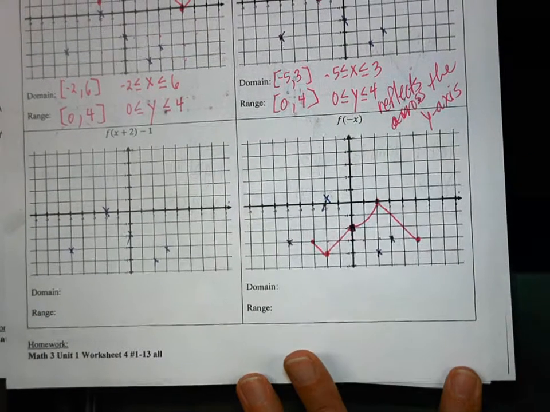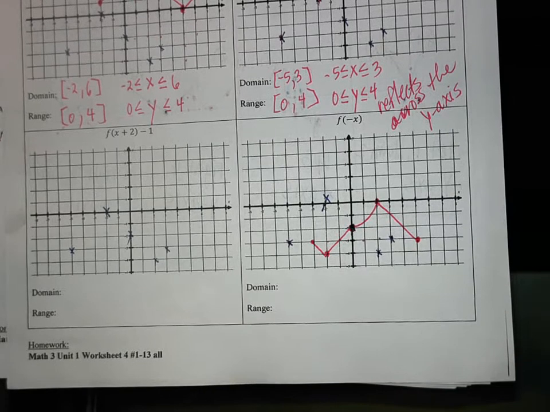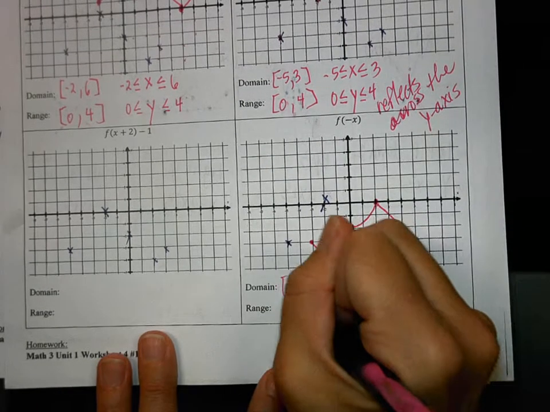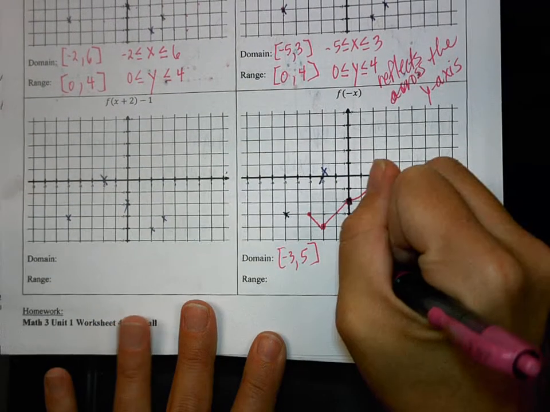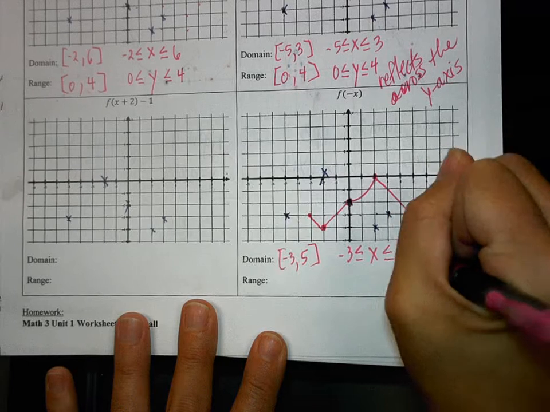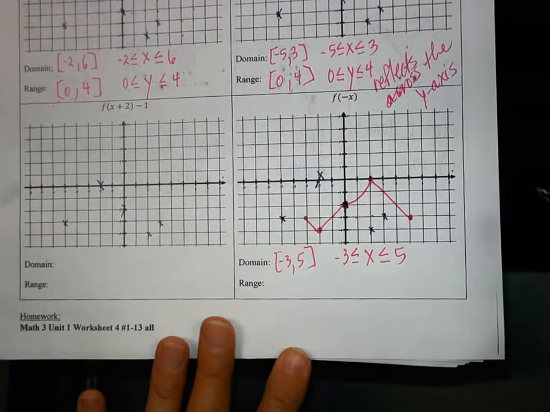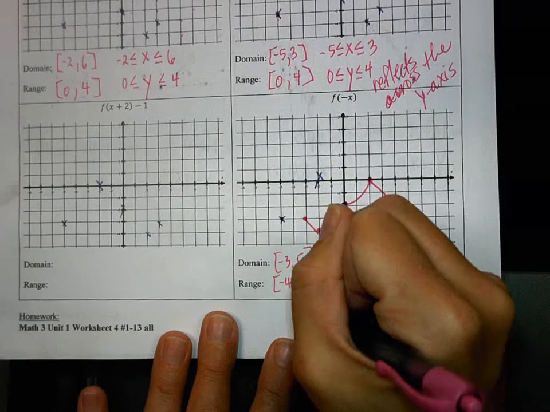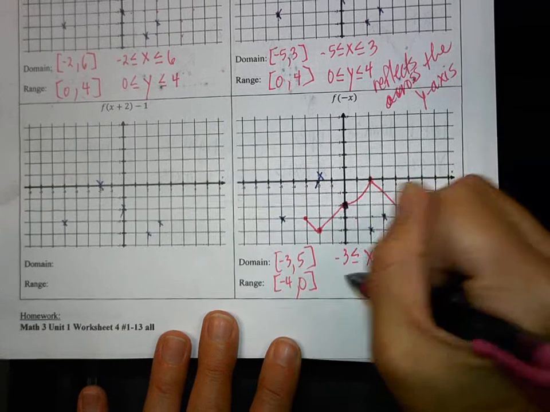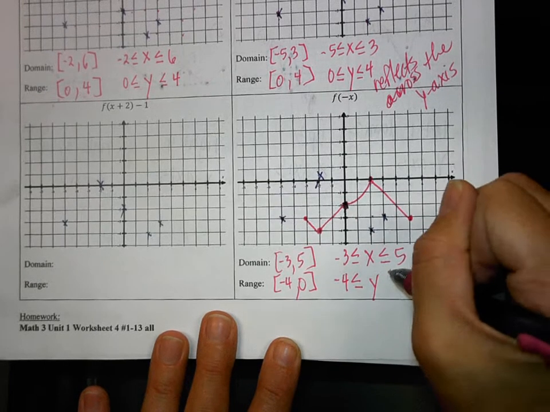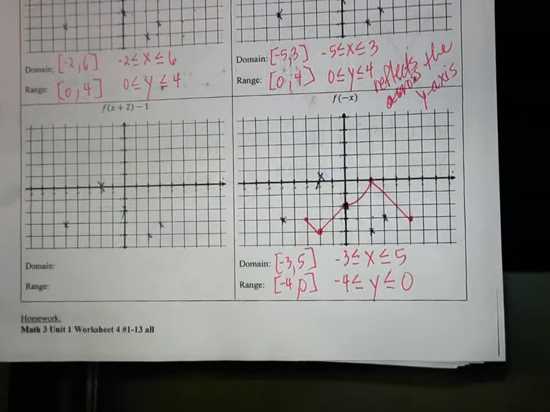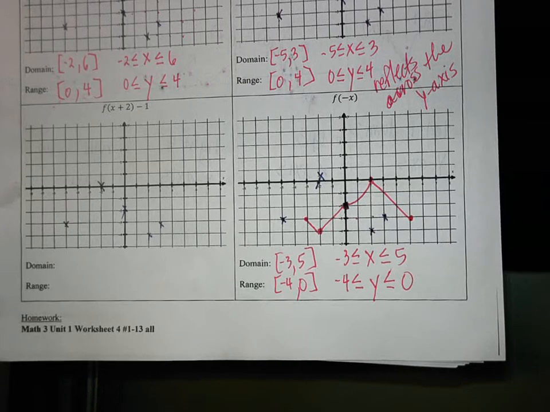We got it. Okay, domain and range. Very good. This one is now at -3, 5. And inequality form is perfect. And then our range. Good. -4, 0. And that would also be -4. Good. -4 less than or equal to y is less than or equal to 0. Okay, any questions? Am I going too fast? Do you guys want me to wait a second?